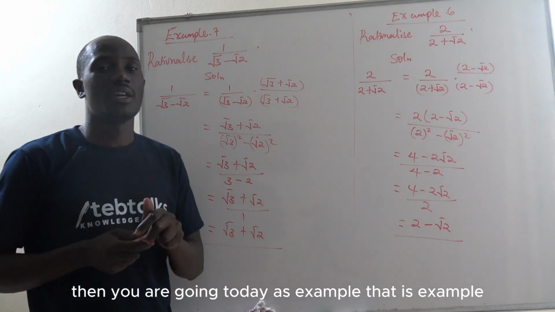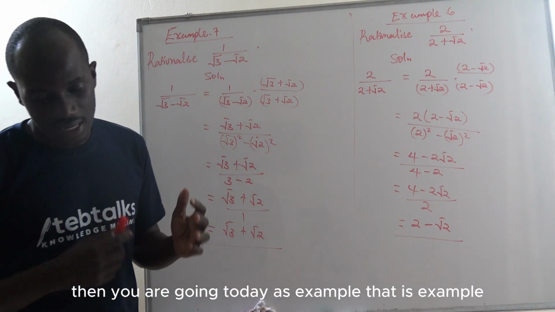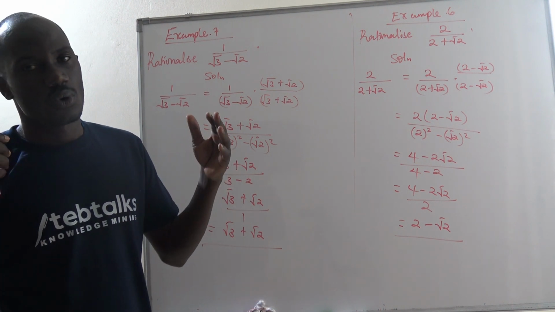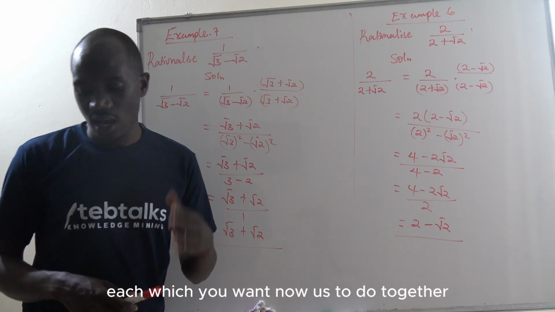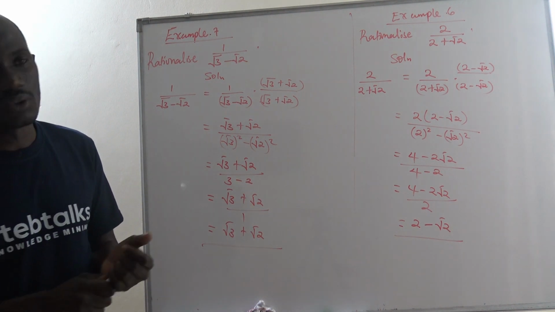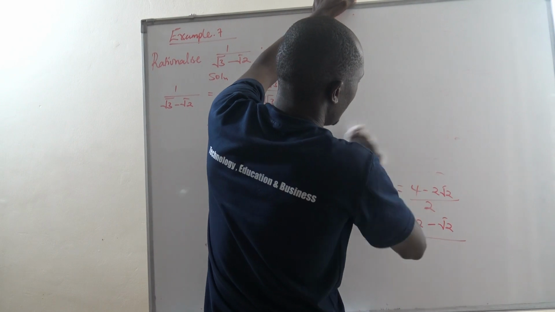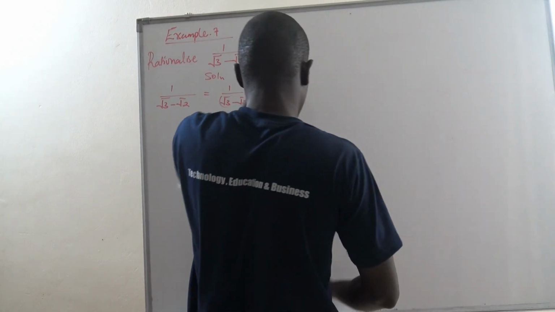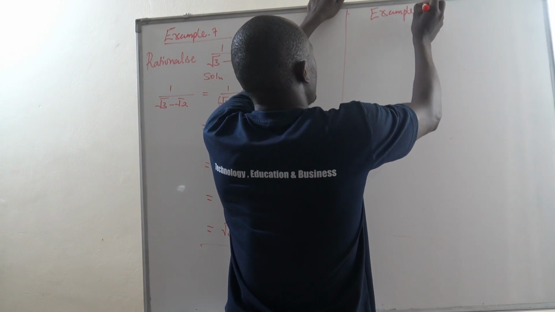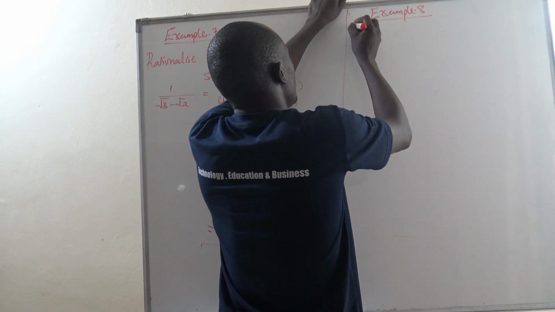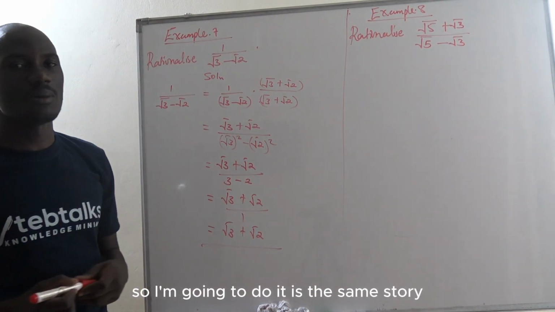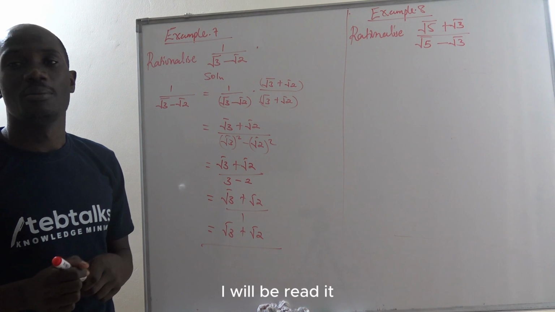Then we are going to another example. That is example 8, which we want to do together: rationalize root 5 plus root 3 all over root 5 minus root 3. Another example goes example 8. I promise I'm giving examples. How many examples? I said 8. Example 8, that means it's the last one. So what we're going to do is the same story, the same format we've been doing.